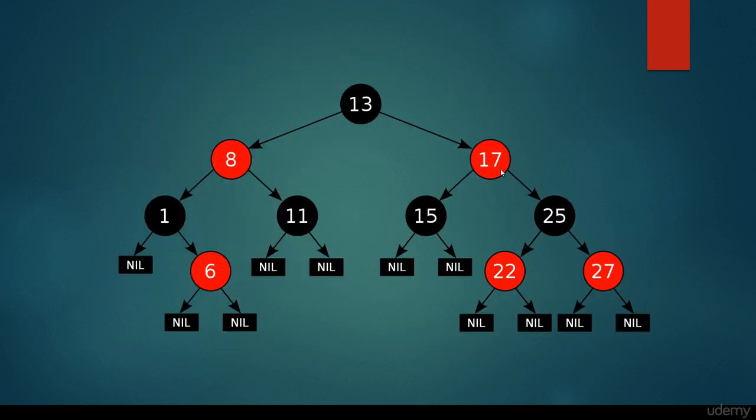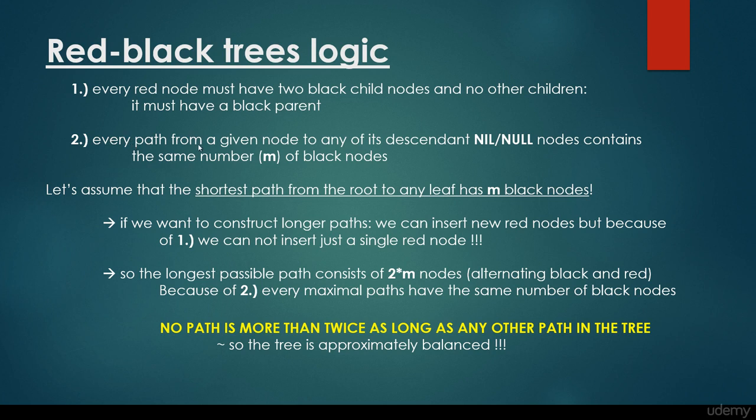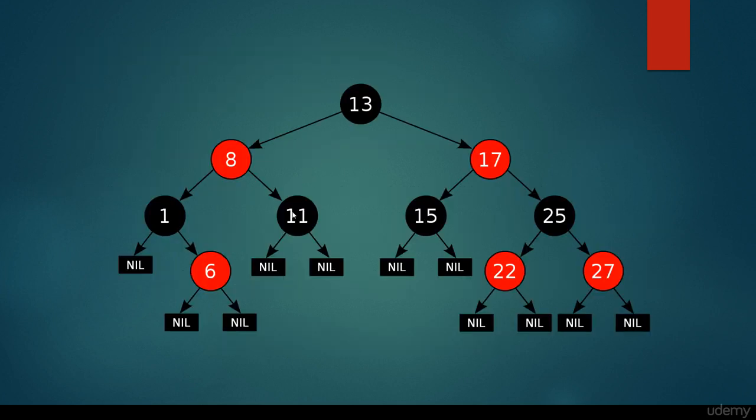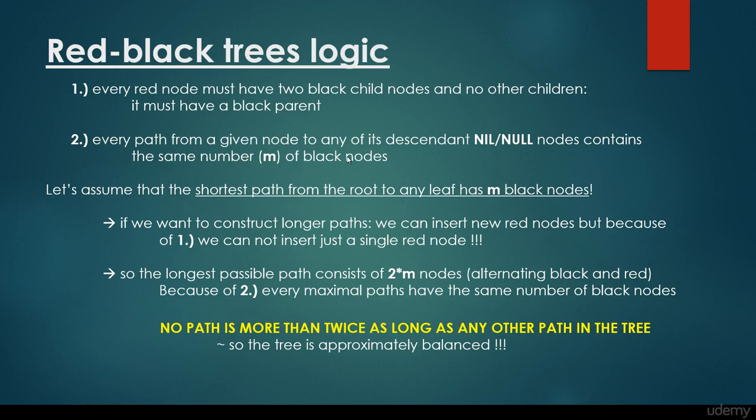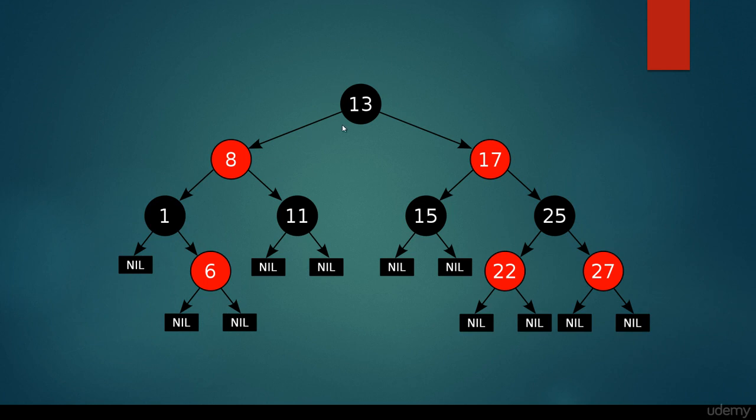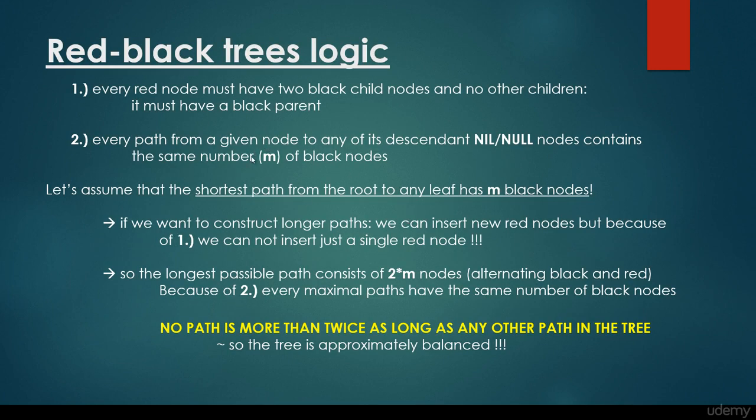For example, this is a valid red-black tree. As you can see, all the red nodes have two black children, and the parent of every single red node is black as well. And every path from a given node to any of its descendant null nodes contains the same number of black nodes. In this case, M, the number of black nodes, is equal to 1. If we start with the root node, no matter what path we consider, there's a single black node.